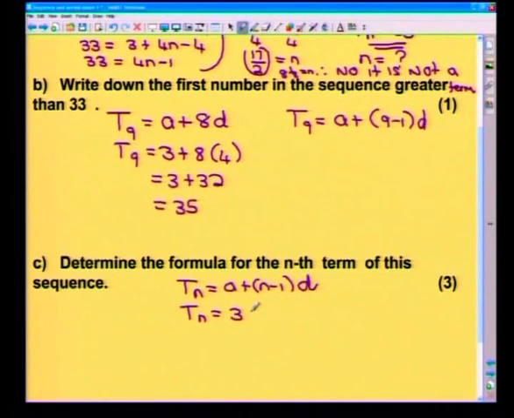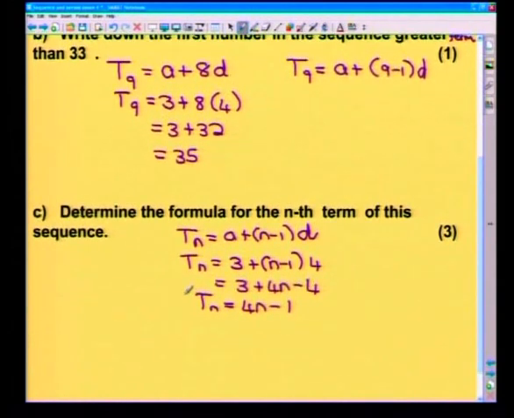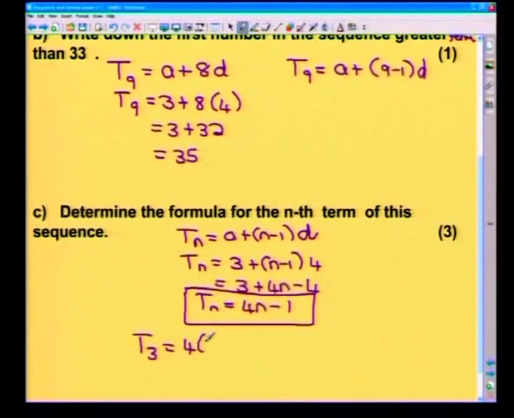So what I would do is I'd say Tn is equal to 3 plus n minus 1 times the difference, which is 4, which is 3 plus 4n minus 4, which is 4n minus 1. So what I'm saying to you is if I used this formula, I could find any term in the sequence. You would not be expected to do this, but let's just check one. Let's see what term 3 would look like. Term 3 would be 4 times 3 minus 1, which is 12 minus 1, which is 11.